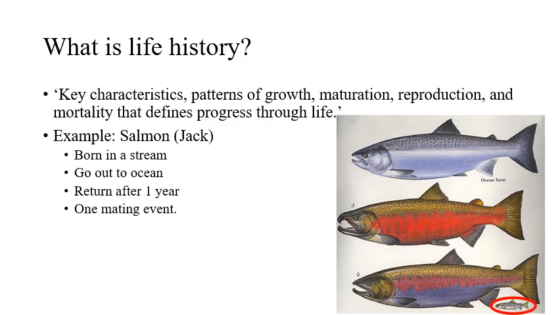They're born in a stream, just like regular salmon. They go to the ocean, and then they return after 1 year. They also have one mating event. They just return much quicker, so they don't have enough time to grow as big. It's a different life history strategy. The reason I pulled this out is because sometimes, even within a species, they'll take different life history strategies based upon the conditions and environmental signals they're getting. That's a concept known as phenotypic plasticity.